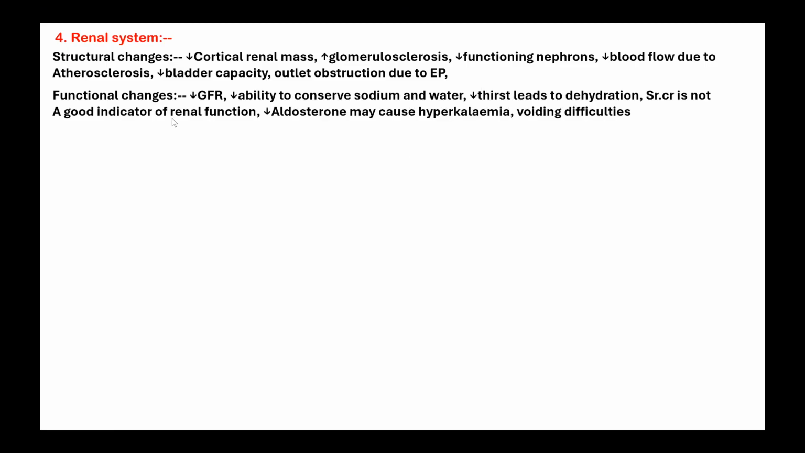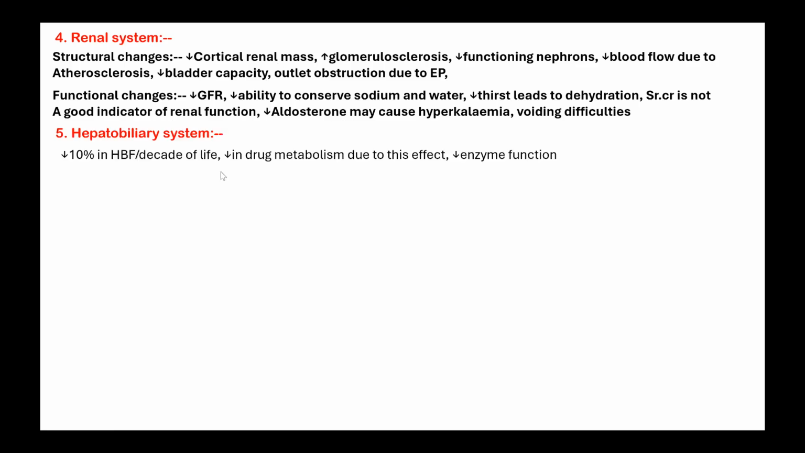So a good indicator of renal function? Creatinine is not a good indicator because the muscle mass also reduces, so creatinine will not be an ideal indicator. And there will be decreased aldosterone, which may cause hyperkalemia, and voiding difficulties because of the bladder obstruction. Then hepatobiliary system: 10% decrease in the hepatic blood flow per decade of life, which causes decrease in drug metabolism and decrease in enzyme function also.